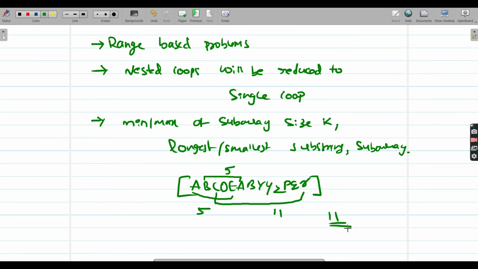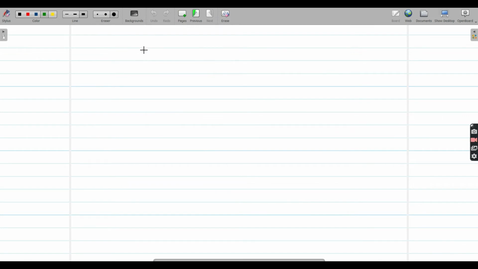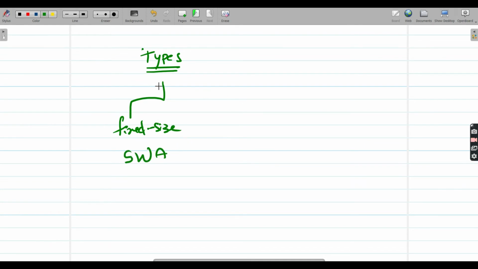So this is all about the sliding window algorithm. Now let's try to understand the types of sliding window algorithms. Basically these are fixed size sliding window algorithm, and then flexible size, or we can call it dynamic size sliding window algorithm. Okay, sliding window technique or algorithm, whatever you can name it.